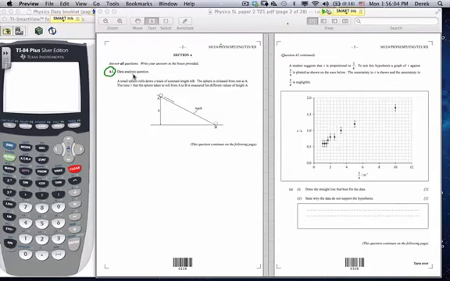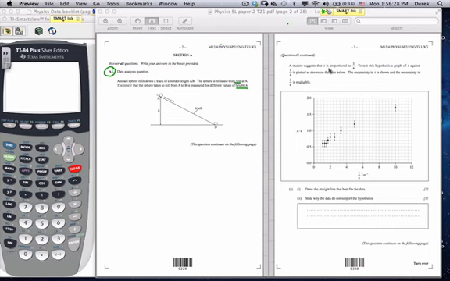Question A2, data analysis question. A small sphere rolls down a track of constant length AB. The sphere is released from rest at A. The time t that the sphere takes to roll down AB is measured for different values of height h. So I think you can understand that situation.